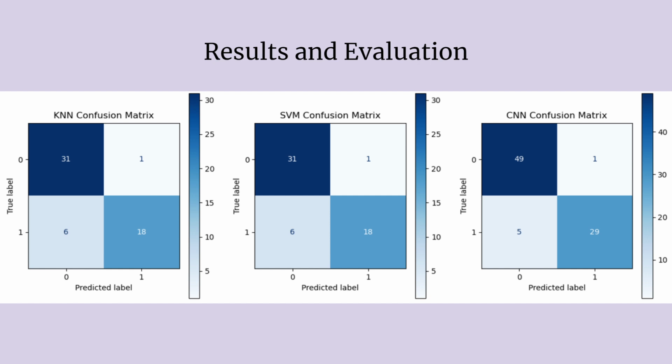Next, let's talk about results and evaluation. As you can see, I have printed off the confusion matrix for each model. The KNN and SVM model both had an 88% accuracy, and they have the exact same confusion matrix with the exact same numbers. The CNN model has a better accuracy.